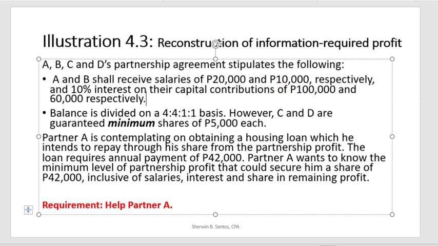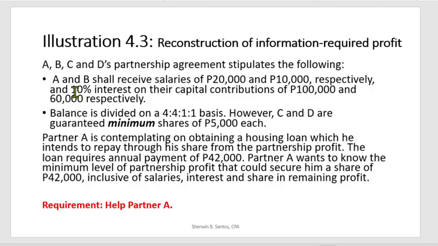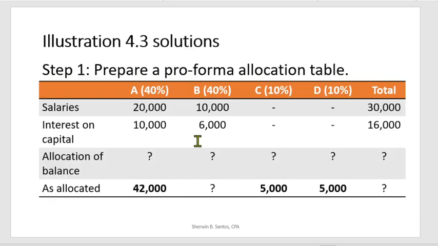So how do we reconstruct this with, let us illustrate using this. Step 1, we prepare a pro forma allocation table. Let us plot all the data that we have identified. May salaries tayo dyan, 20,000 and 10,000 for A and B. Interest on capital, 10,000 and 6,000. Sir, saan nanggaling yung 10,000 and 6,000? Sabi po dito, 10% on the capital contribution, 10% ng 100,000, 10,000. 10% ng 60,000, 6,000. Kay A and B yun. So, ito yun. Okay?